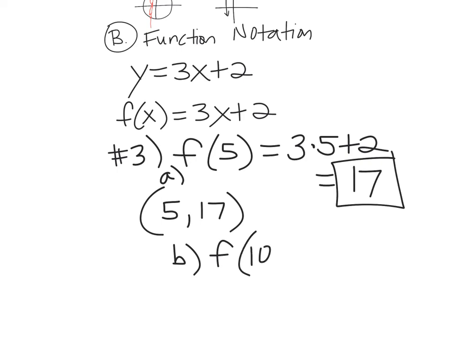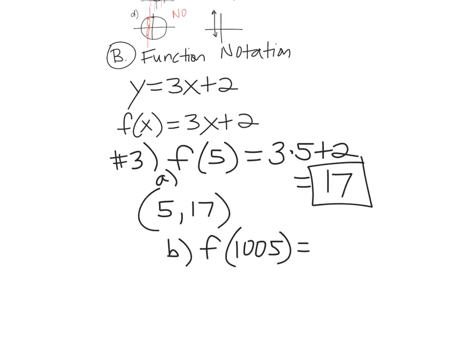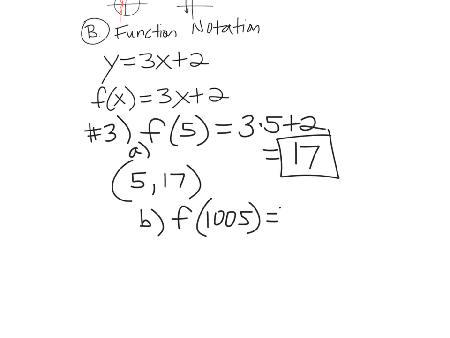f of 1,005. Do you need your calculator for this? So now we're going to plug in 1,005. But it's random. It's just an independent number. We're going to do 3 times 1,005 plus 2. What'd you get? 3,017.